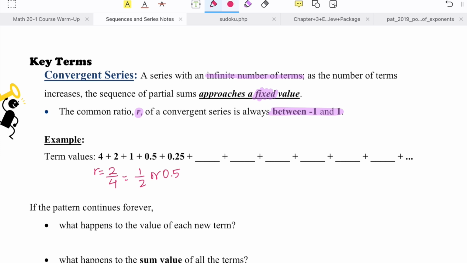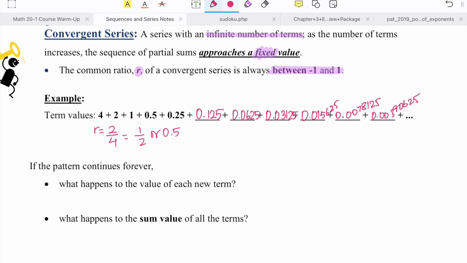So it's multiplying itself by 0.5 each time. Using a calculator, 0.25 times 0.5 is 0.125. Times 0.5 is 0.0625. Keep going, it'll be 0.03125, then 0.015625, then 0.0078125, then 0.00390625. All I did to get there is multiply the last term by 0.5.